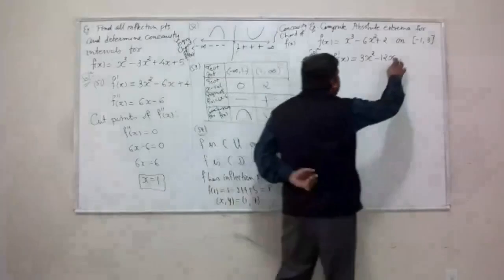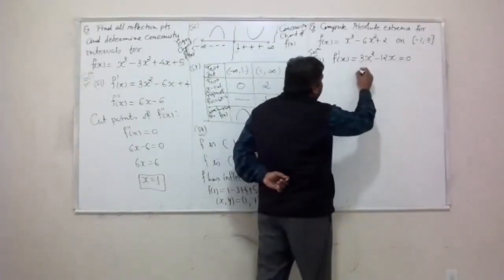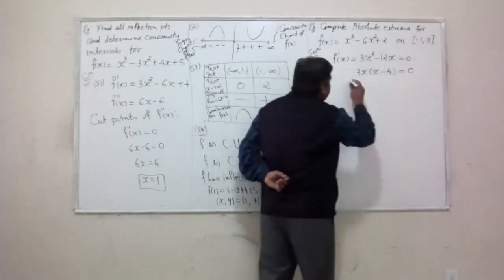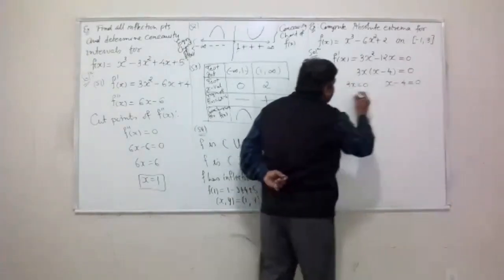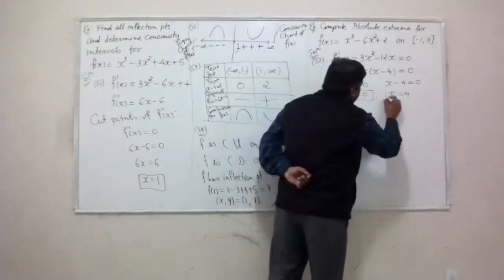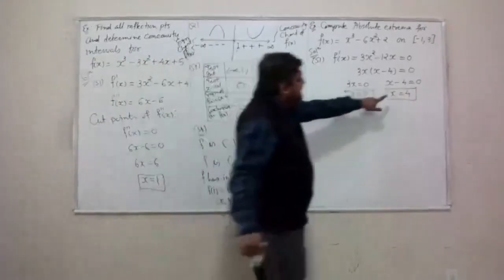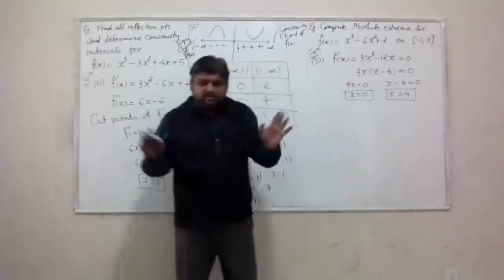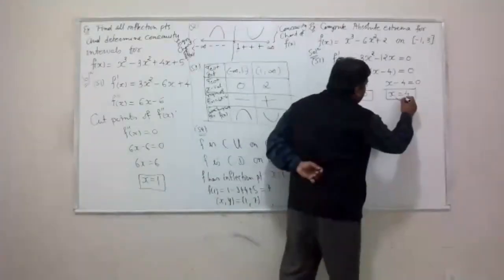How do we find the cut points of f prime x? For cut points, we are going to set this equal to 0 and then solve this equation for x. Looks like I have two choices: x equal to 0 and x equal to 4. All right. I want you to notice immediately that x equal to 4 is outside the region of interest. X equal to 4 is not inside the region. So I'm going to throw this out.